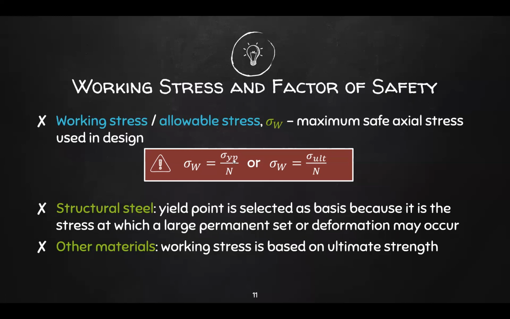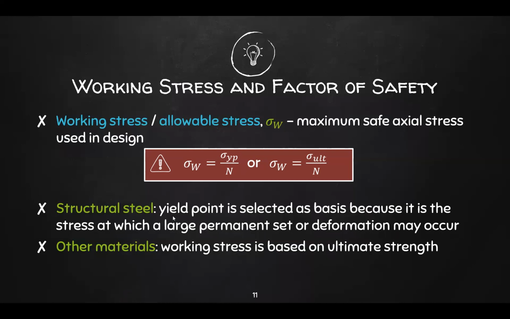We should consider the elastic point because after the proportional limit, your object deforms more. But again, it's hard to figure out what that point is exactly. So instead, it is customary to base the working stress on ultimate strength or yield point. Again, the difference is because of the material used. If we're using structural steel, yield point is selected as the basis because it is the stress at which a large permanent set of deformation may occur, while for other materials, working stress is based on ultimate strength.